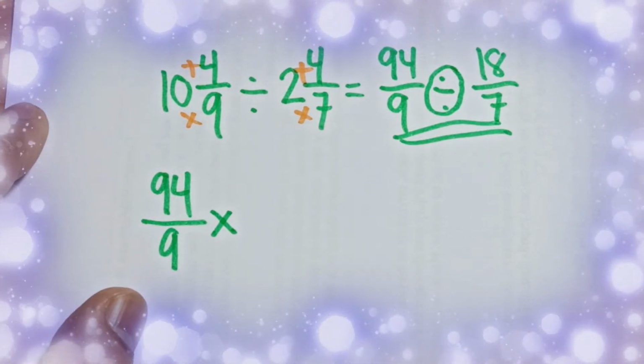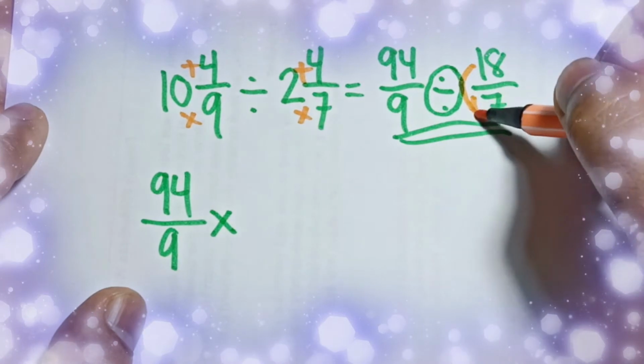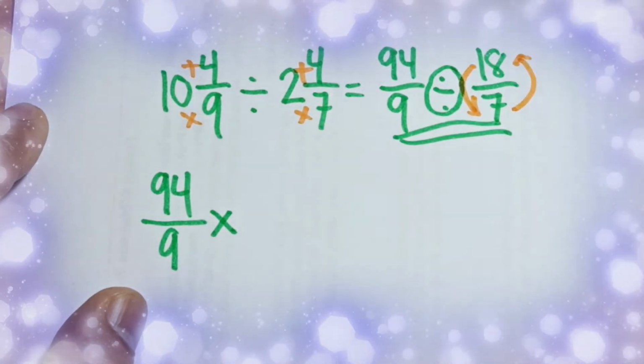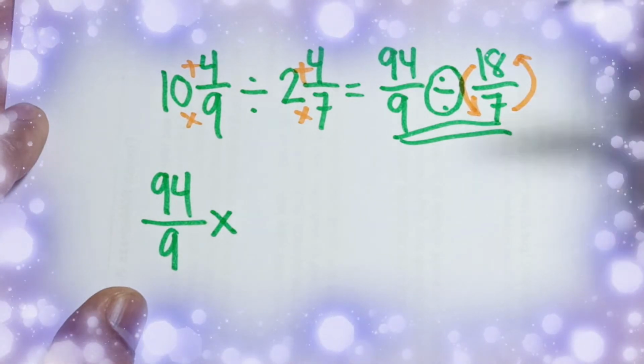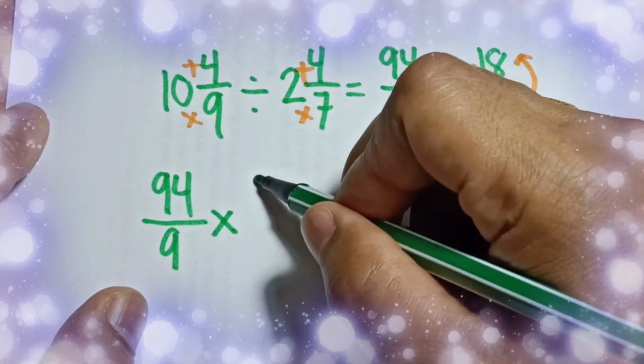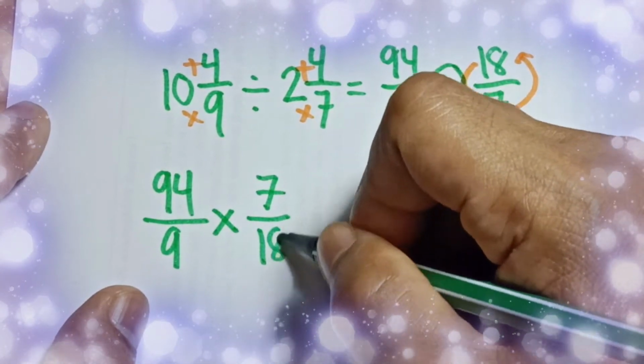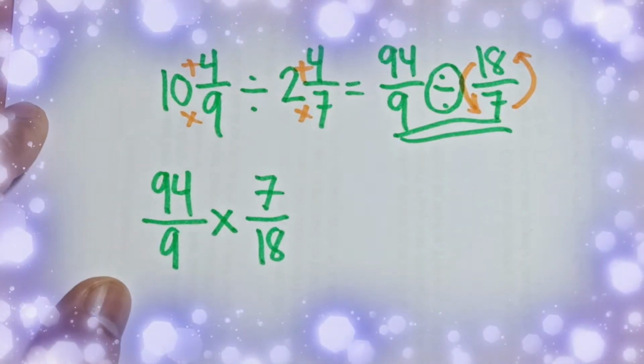Then we swap the second fraction, we change the position, so 18 will go down and 7 will go up. Okay, so it will become 7 over 18.